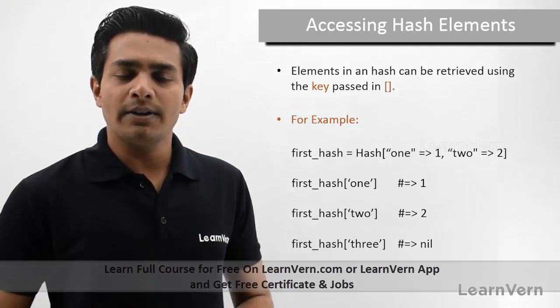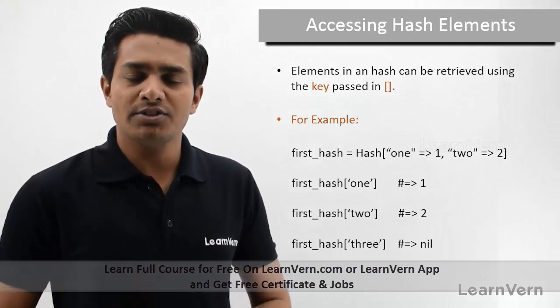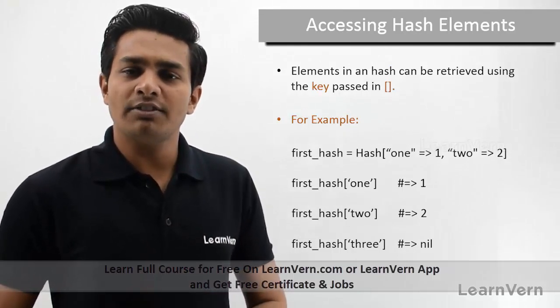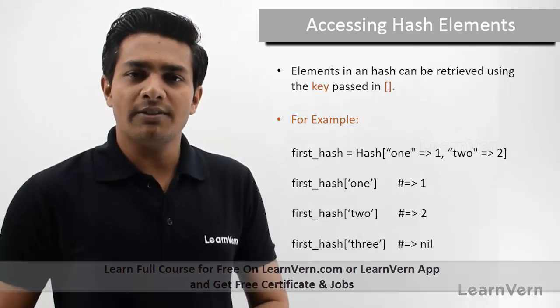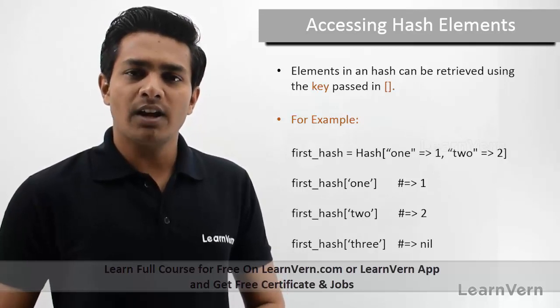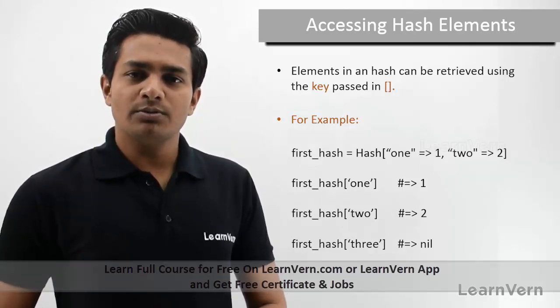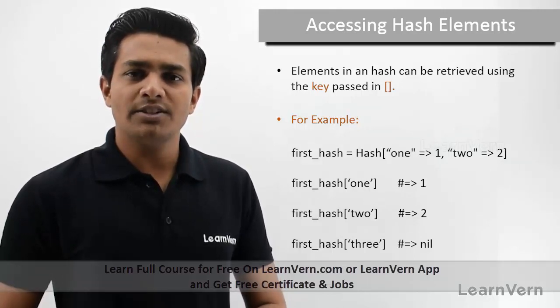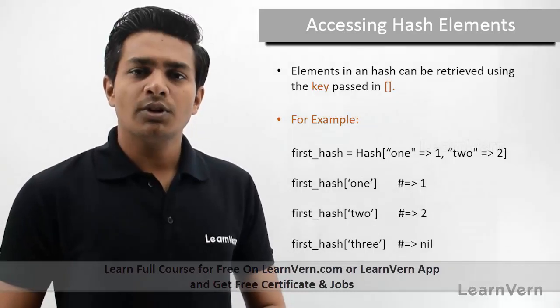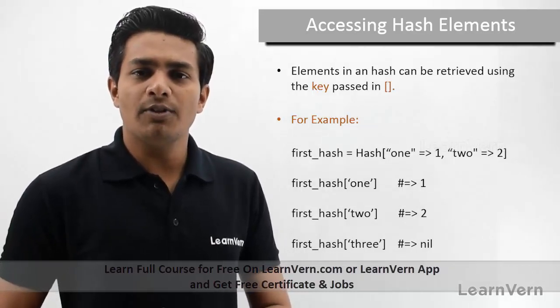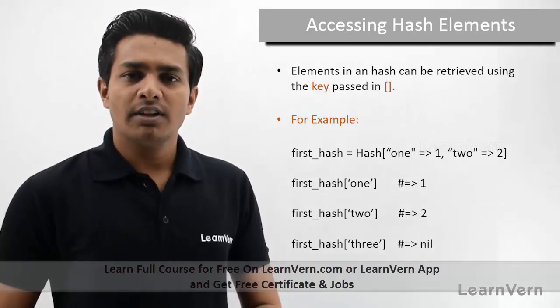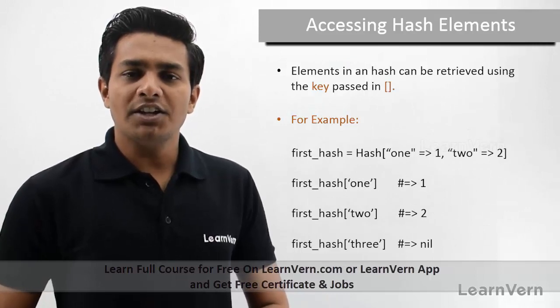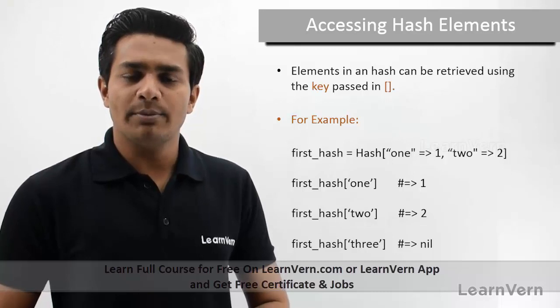Here in the example, I have created one hash which has two key value pairs. So it has two elements. Now I want to fetch my first element. So what I need to do is write my hash name. Here I will write 1, that is my key, and that will return an integer 1, that is the value of my first element.